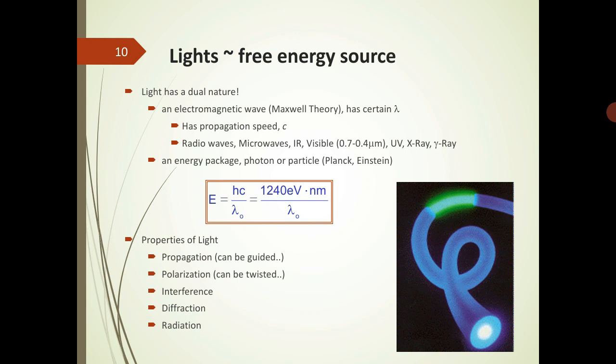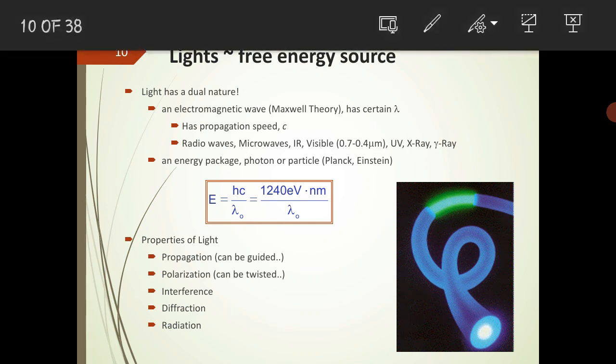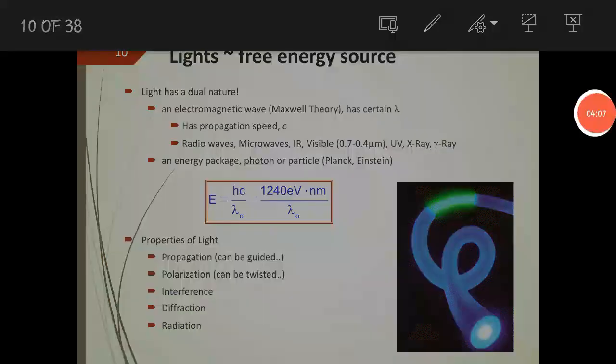So, light has a dual nature. It has electromagnetic waves which obey Maxwell's theory. And also, I know the speed of light c is equal to 3 into 10 to the power 8. Then I can easily establish the equation for the energy packet, E is equal to hc divided by lambda. Here h is Planck's constant, c is the speed of light, and lambda is the wavelength. A few properties of light are propagation and polarization. Interference will also occur, diffraction, radiation.